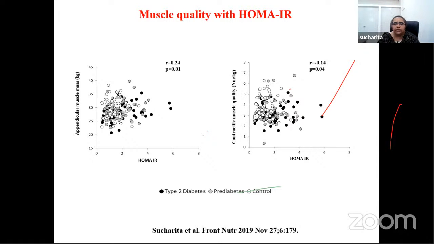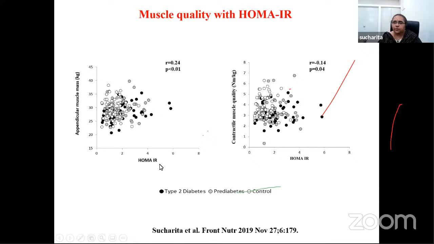So we have been working since a couple of years now on various aspects of metabolic and mechanical function. We have gone ahead and measured their insulin resistance through HOMA. We have looked at the muscle function using isokinetic dynamometry. Here is one of the published studies in which we have shown that there was an association between the muscle quality as well as the insulin resistance, which was a negative association. And surprisingly, we found that there was a positive association between the muscle mass and the insulin resistance.